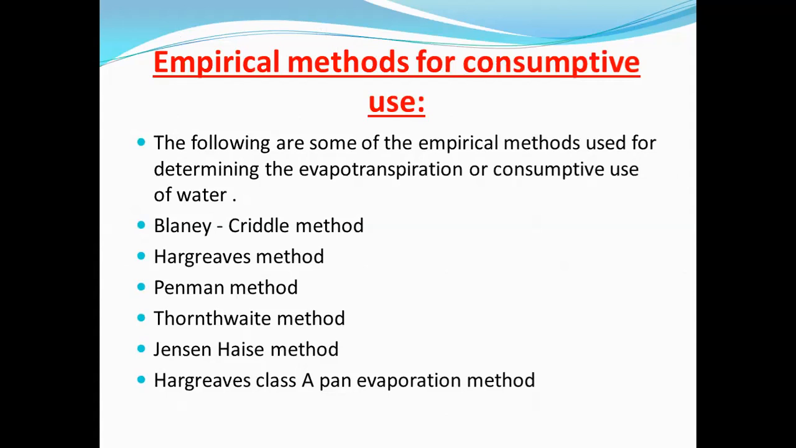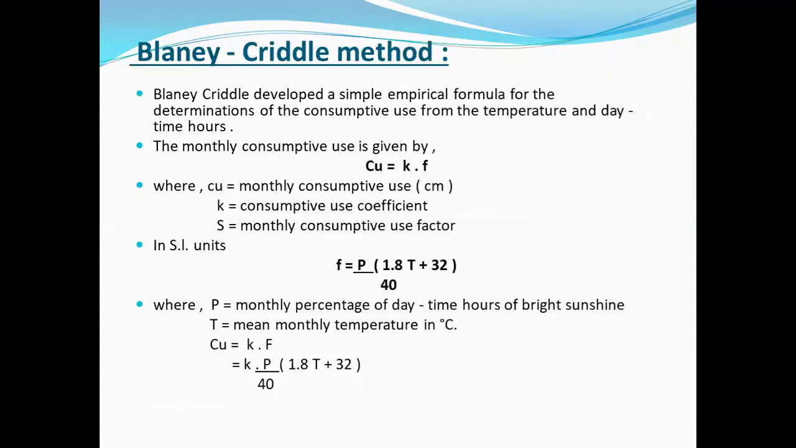It includes six methods. First is the Blaney Criddle method. Second is the Hargreaves method. Third is the Penman method. Fourth is the Thornthwaite method. Fifth is the Jensen-Haise method, and the last is the Hargreaves class A pan evaporation method. We can understand this easily through the description, starting with the Blaney Criddle method.